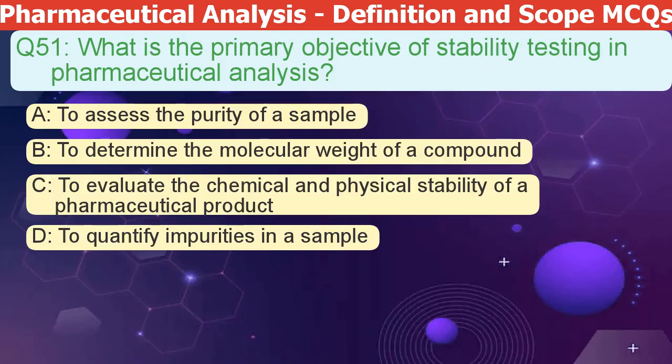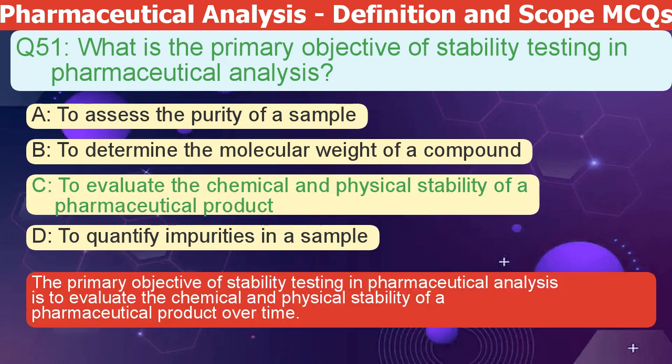What is the primary objective of stability testing in pharmaceutical analysis? A. To assess the purity of a sample. B. To determine the molecular weight of a compound. C. To evaluate the chemical and physical stability of a pharmaceutical product. D. To quantify impurities in a sample. The correct answer is C. The primary objective of stability testing in pharmaceutical analysis is to evaluate the chemical and physical stability of a pharmaceutical product over time.